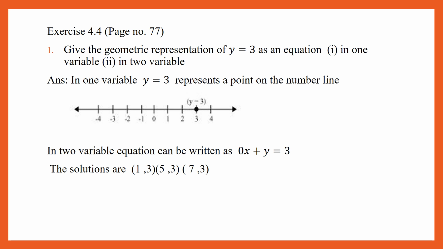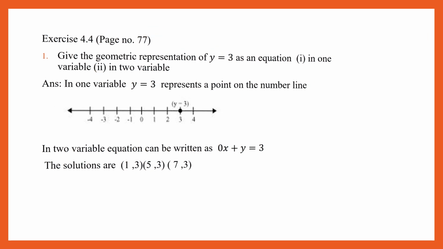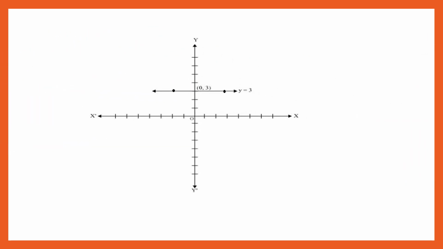To make it two variable, we change our equation as 0x plus y equal to 3. As x value is 0, we can give any values for x, but the value of y remains the same. Therefore, the solutions are (1, 3), (5, 3), (7, 3) and so on. Plotting the points (0, 3), (1, 3) and so on, we get a straight line which is parallel to the x-axis and we can say it is represented geometrically in two variables.